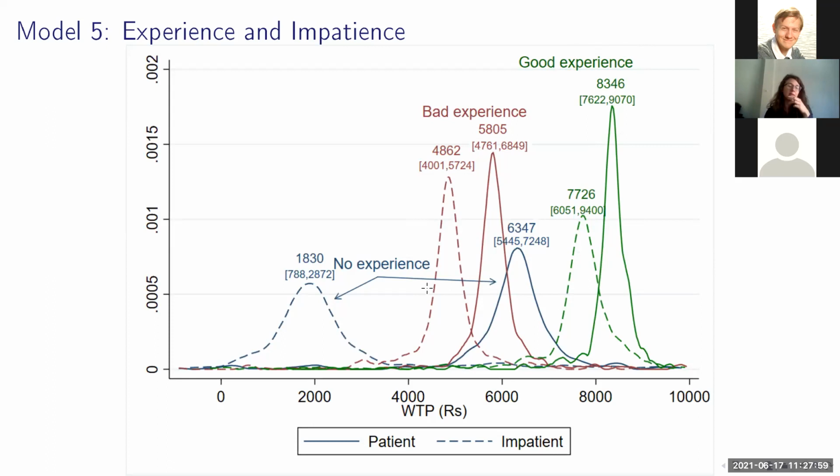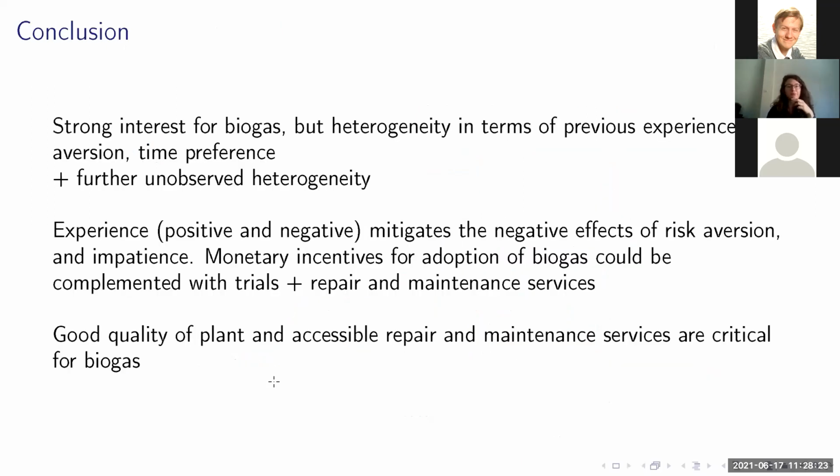But again, when we look at households who've had no experience, those who are patient, so they have lower discount rates for the future, tend to have much higher willingness to pay compared to the households who are impatient. So they have a preference for the present time. They have a very high discount rate for the future, and the willingness to pay a premium for biogas is much smaller.